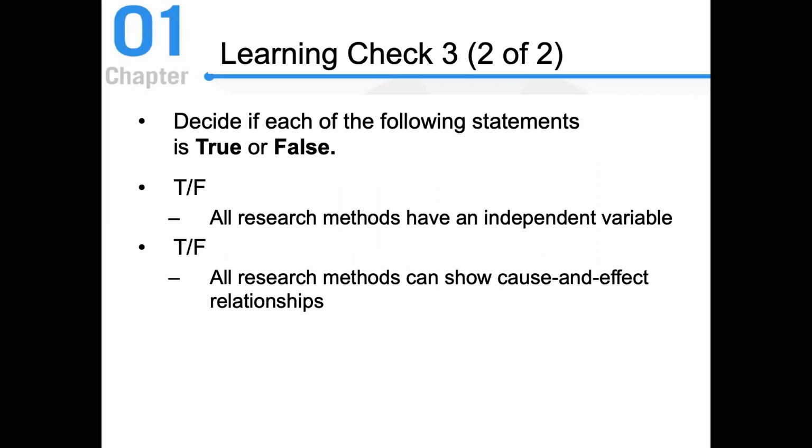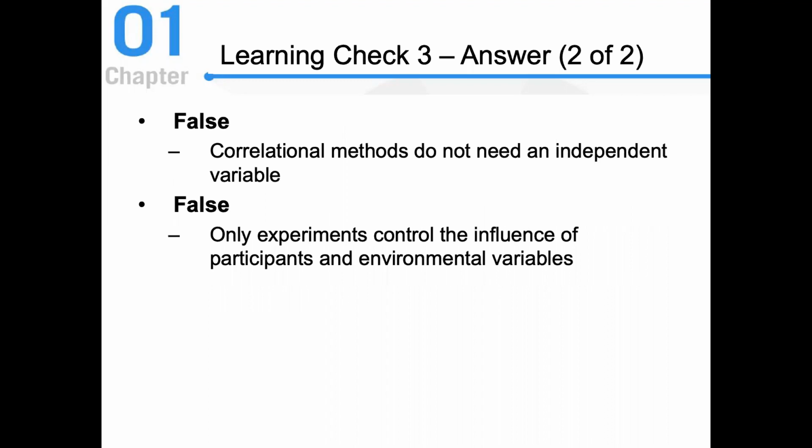The next one, decide if each of the following statements is true or false. True or false: all research methods have an independent variable. True or false: all research methods can show cause and effect relationships. What do you think? Take a moment, maybe hit pause. So false, correlational methods do not need an independent variable. False, only experiments control the influence of participants and environmental variables.